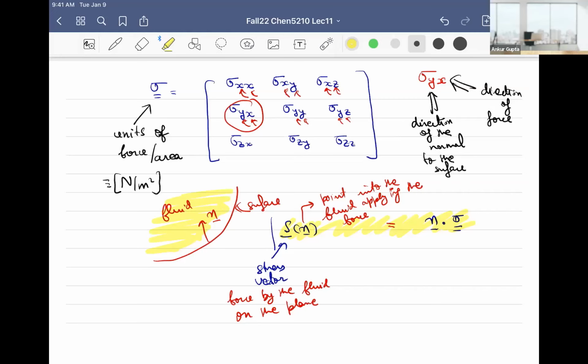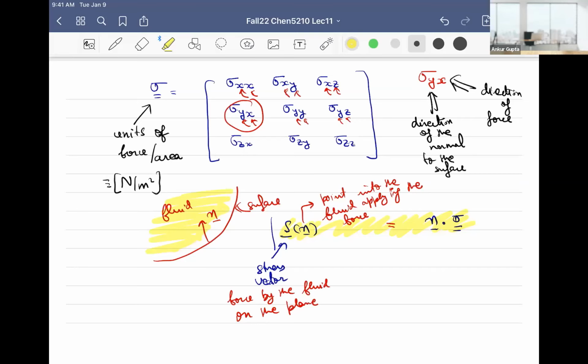That will come out by doing this n dot sigma, and we'll get sort of a force vector outside. So if you're thinking of force, immediately you should think of the stress vector, which is n dot sigma. So it depends on the tensor, but it is not the tensor. It's very important to understand. The tensor is a collection of these 9 quantities.